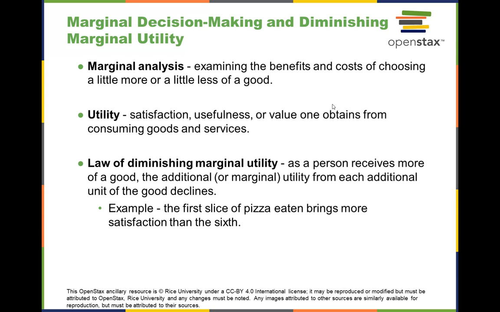Utility is the satisfaction, usefulness, or value one obtains from consuming goods and services. In the law of diminishing marginal utility, as a person receives more of a good, the additional or marginal utility from each additional unit of the good declines. So the first slice of pizza eaten brings more satisfaction than the sixth.